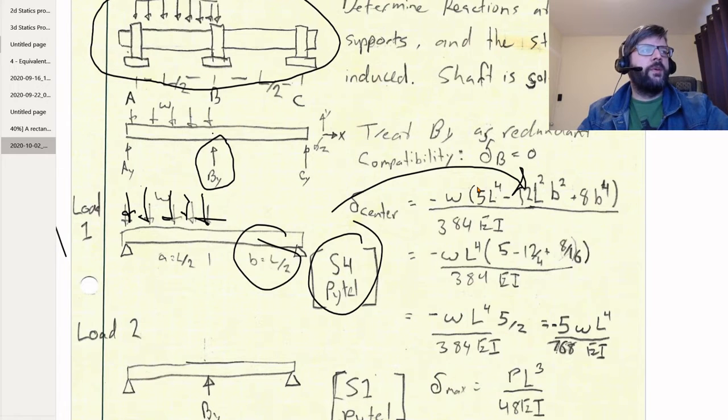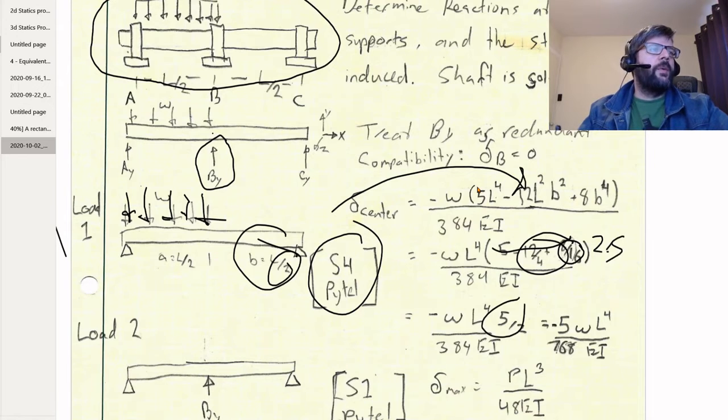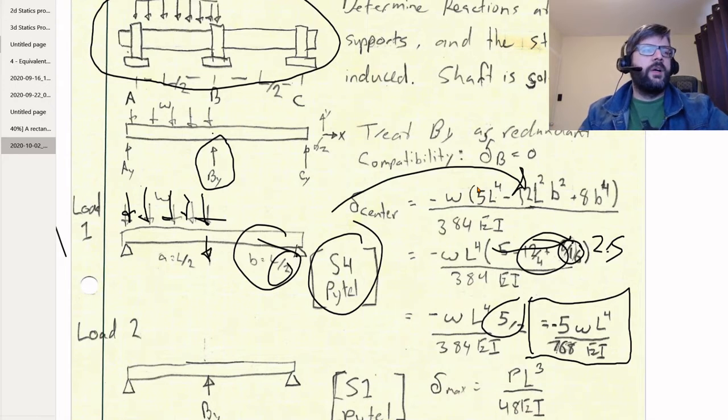that gives us negative W L to the fourth times 5 minus 12 over 4, because the 12 times half squared gives us 12 over 4, plus 8 over 2 to the fourth, or 16. All that ends up being 2.5, so 5 over 2, which gives us an overall deflection at the center caused by the distributed load of negative 5 W L to the fourth divided by 768 EI.